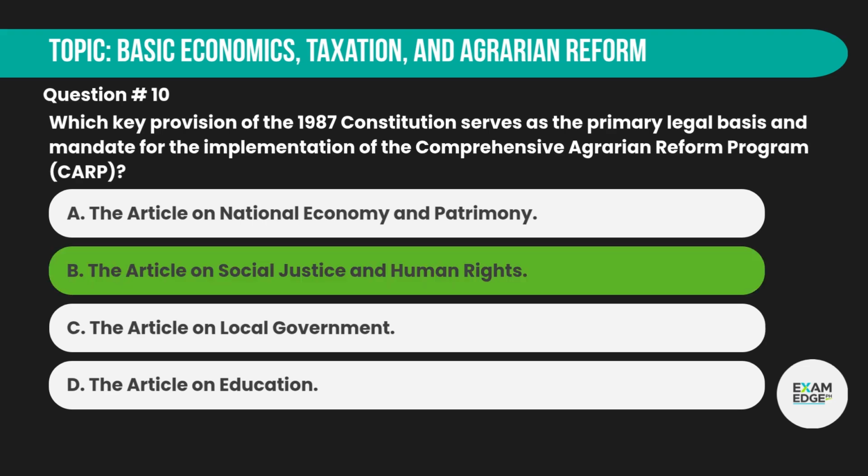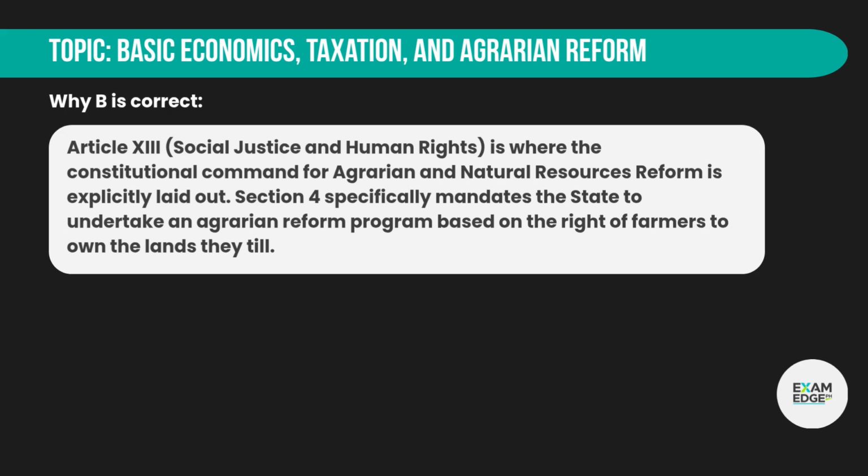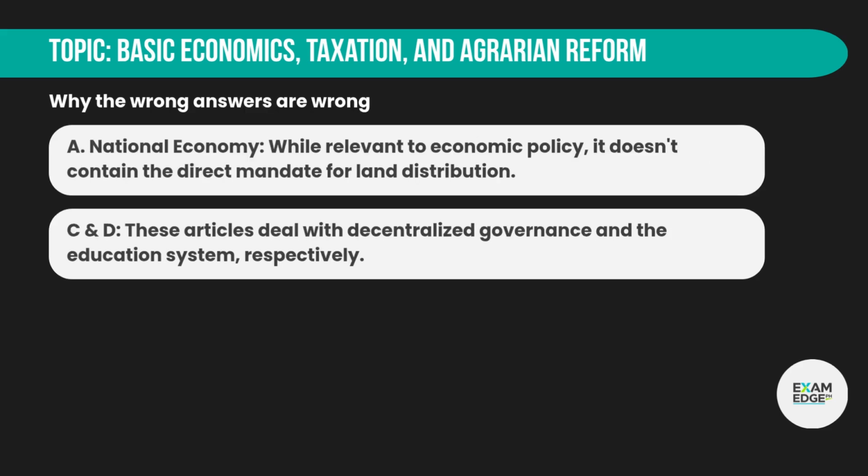Correct answer, B. The Article on Social Justice and Human Rights. Why B is correct? Article 13, Social Justice and Human Rights, is where the constitutional command for agrarian and natural resources reform is explicitly laid out. Section 4 specifically mandates the state to undertake an agrarian reform program based on the right of farmers to own the lands they till. Why the wrong answers are wrong?